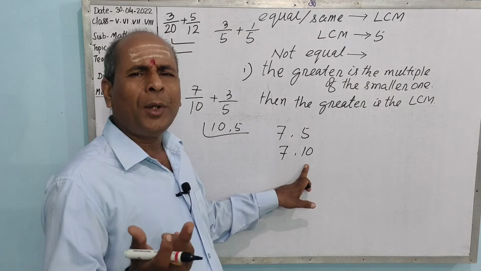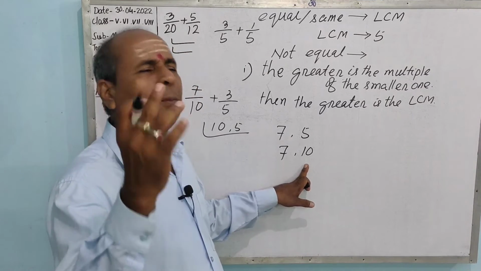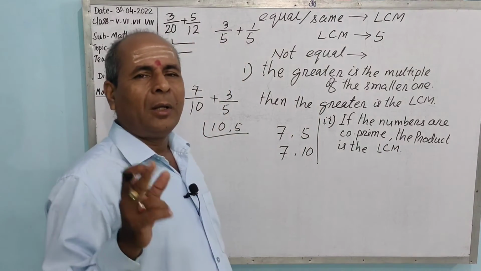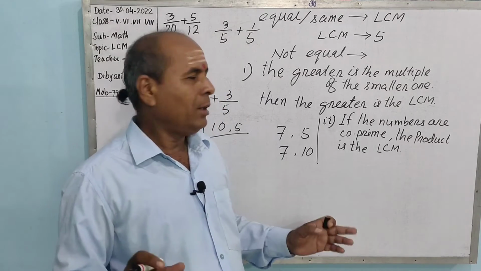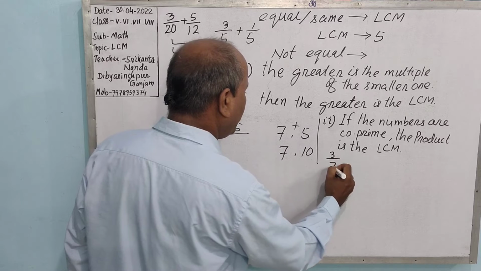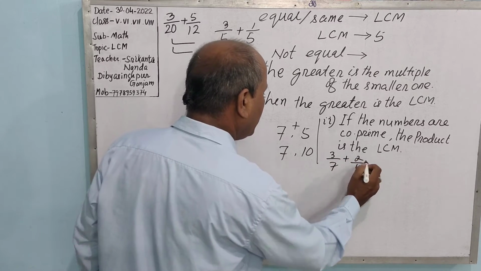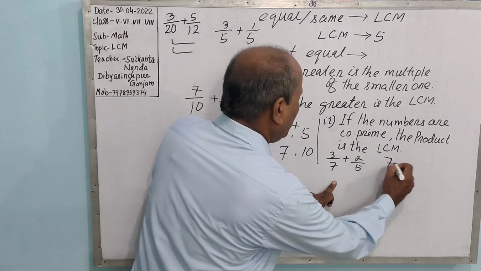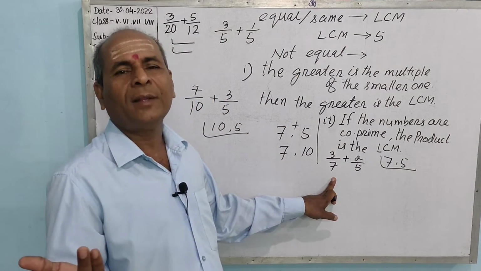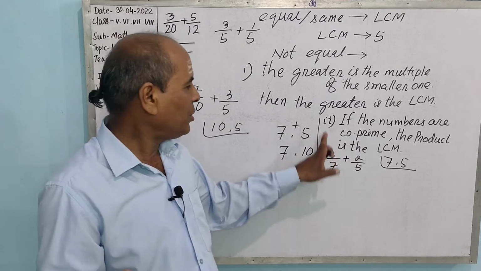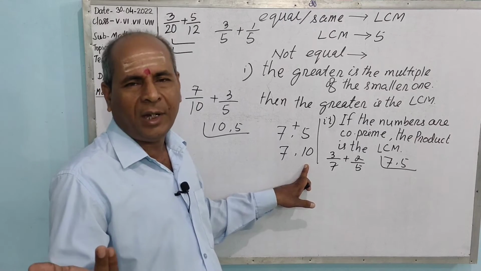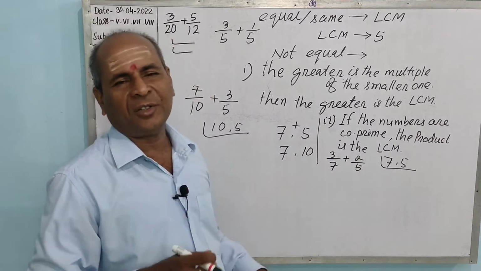And here what do we have to do? We just have to multiply them. If the numbers are co-prime, then the product is the LCM. Suppose here we have to add 3 by 7 plus 2 by 5. It is not necessary to find the LCM the long way. Just multiply 7 and 5, you will get 35. 7 fives are 35, so 35 is the LCM. Here also 7 and 10: 7 tens are 70. It is not necessary to go through the long process.